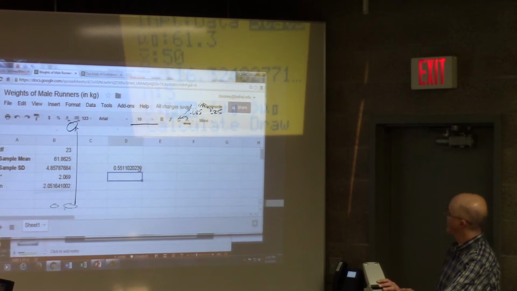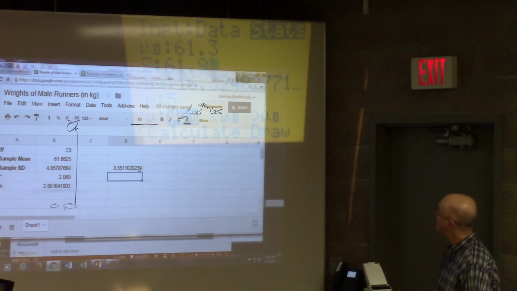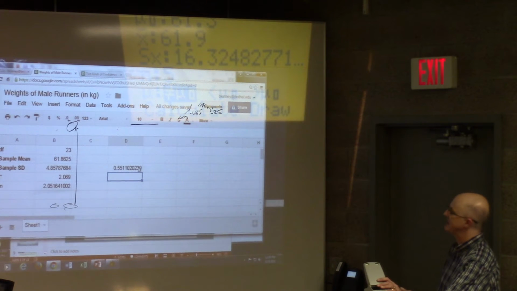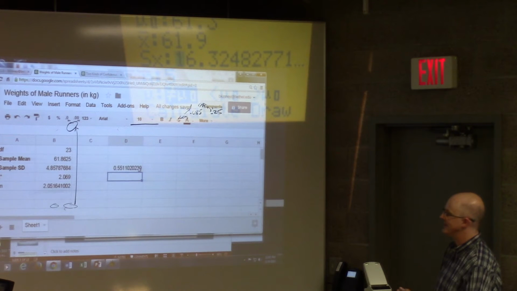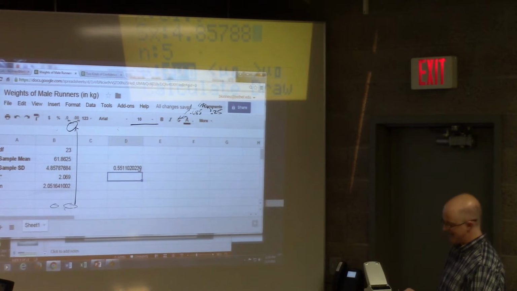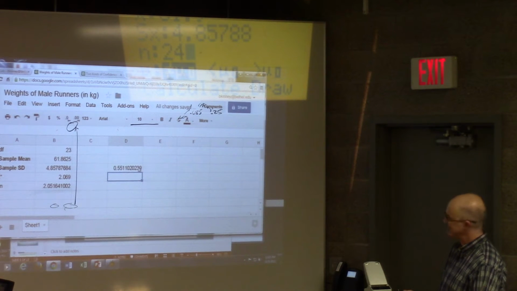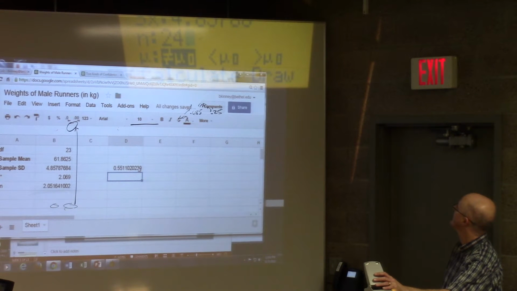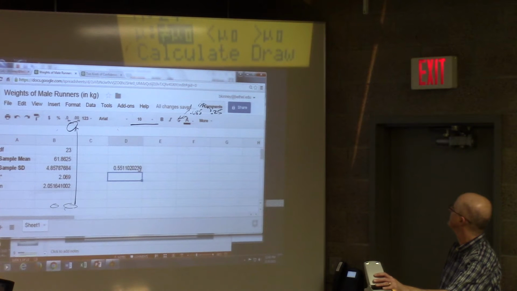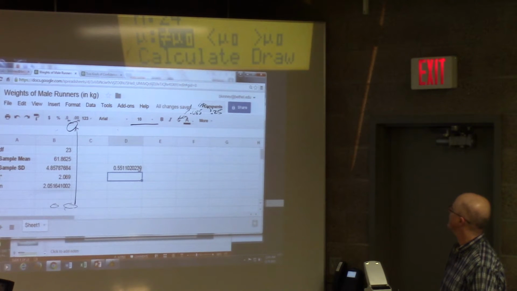What did we get for x bar? We got 61.9. What did we get for s? Type it in. Where is it? 4.85788. What do we have for n, the sample size? That's 24. It asks for that rather than the degrees of freedom. And is the test one-tailed, two-tailed, or if it's one-tailed, is it left-tailed or right-tailed? Ours is two-tailed. So now we can just calculate, though you may prefer drawing just to see the area. I'll just calculate.